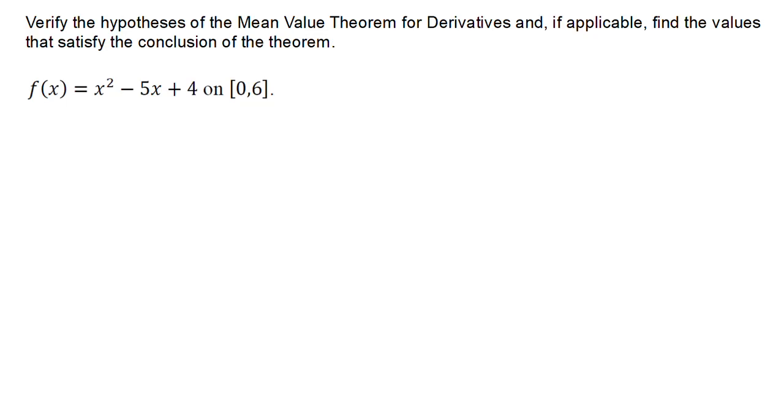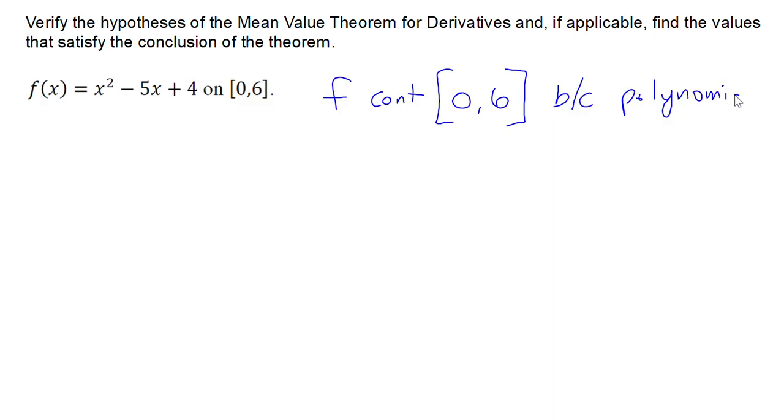So the two things we have to check for all of them is, is f continuous on the closed interval that is given to us? And this one clearly is. That function's a polynomial, so we're going to say f is continuous on 0 to 6 because it's a polynomial, and that's a sufficient reason always to determine that a function is continuous as long as it actually is a polynomial. Same with being differentiable.